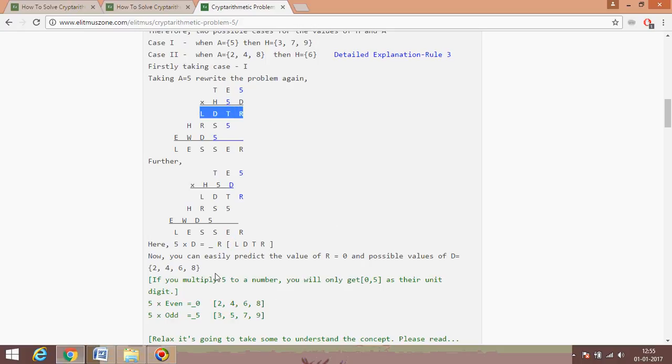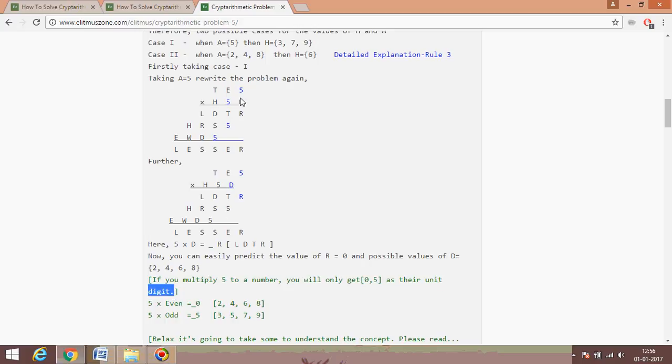Now see, if you multiply 5 by any number, you will only get either 0 or 5 as the unit digit. Meaning 5 cross 5, the last digit is 5. 5 cross 2 is 10, the last digit is 0. 5 cross 3 is 15, the last digit is 5. 5 cross 4 is equal to 20, the last digit is 0. So in this manner you can see that if you multiply 5 by any number, you will only get either 0 or 5 as the unit digit.